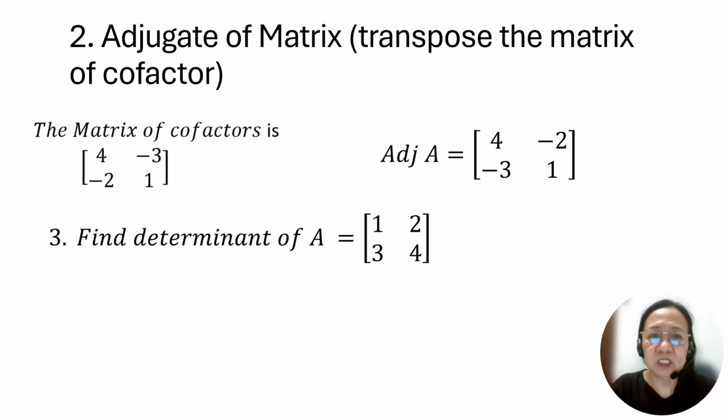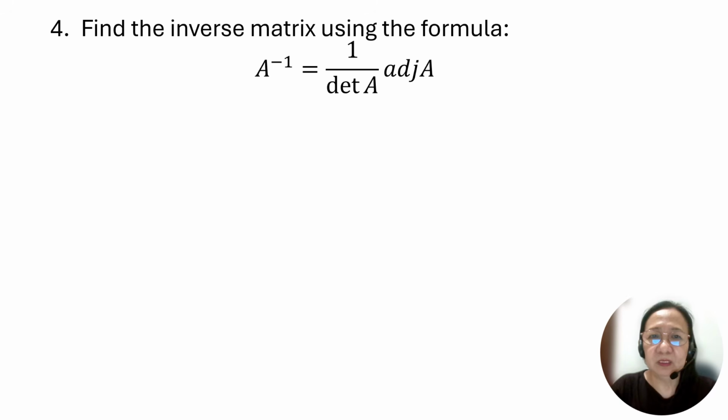So to find its determinant, we have to multiply diagonally. So we have 2 times 4 minus 3 times 2. So let us have here the determinant of A is 4 minus 6, or negative 2.